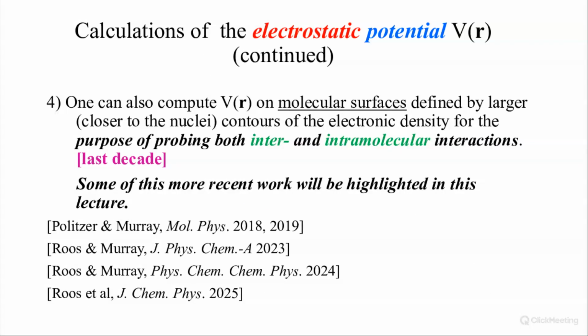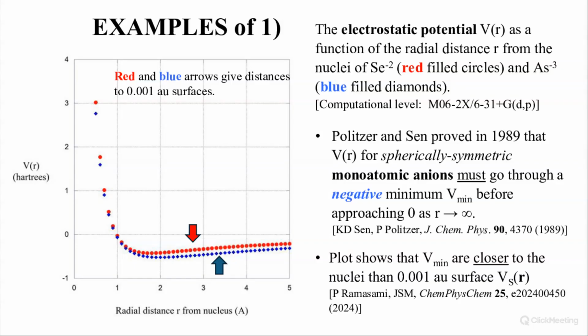And then here's 4, and this is something more new than what I just talked about. You can also compute V(r) on molecular surfaces defined by larger contours closer to the nuclei of the electronic density, with the purpose of probing both inter- and intramolecular interactions. And some of this work will be highlighted in this lecture. Let me see what time we have here.